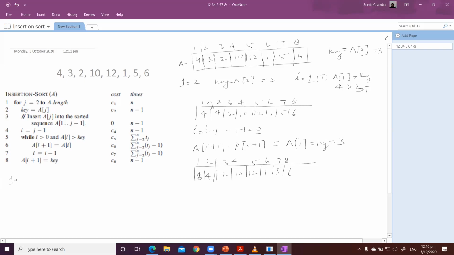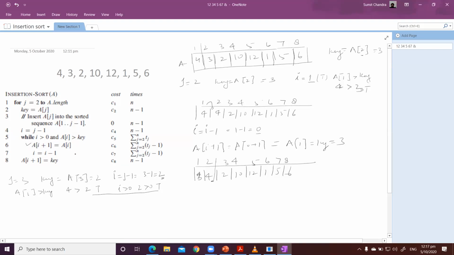Okay, I am repeating for j is equal to 3. So j is equal to 3 means key is equal to a3, which is 2. i is equal to j minus 1, that is 3 minus 1, which is 2. We have to check whether a[i] is greater than key or not. The value of a2 is 4 and the value of key is 2, so the condition is true. Second, we check whether i is greater than 0. The value of i is 2, which is greater than 0. The condition is again true. So when both conditions are true, we go to this step.